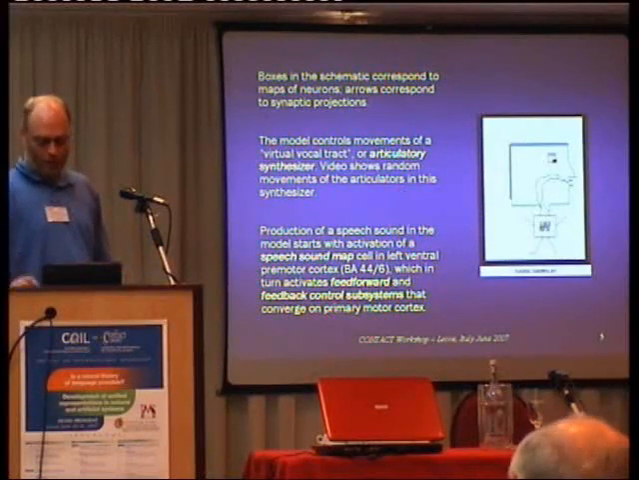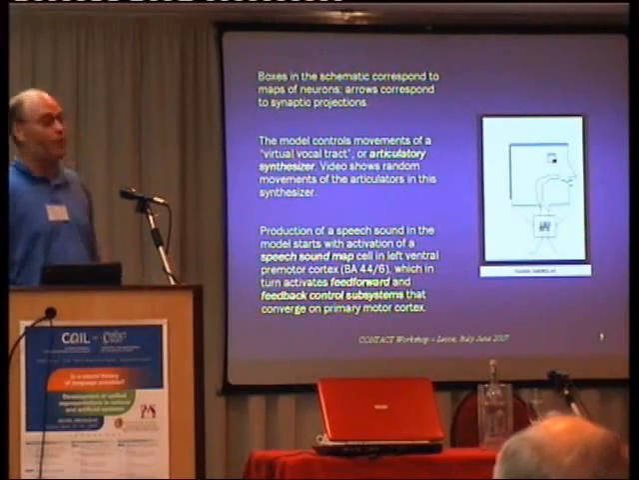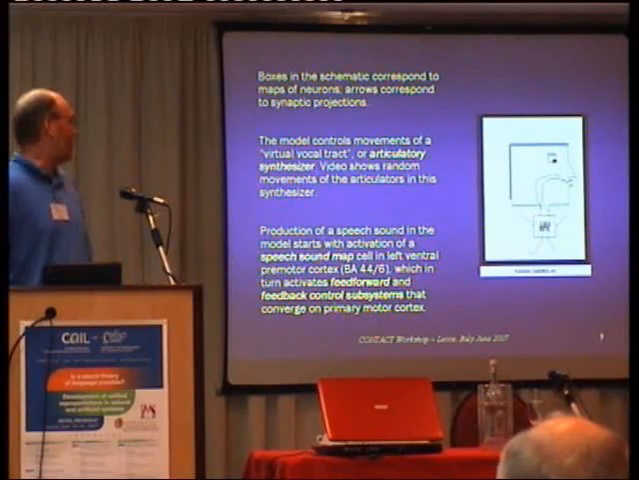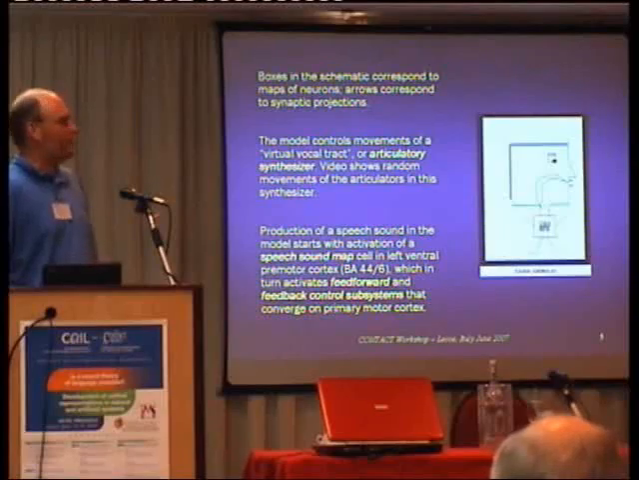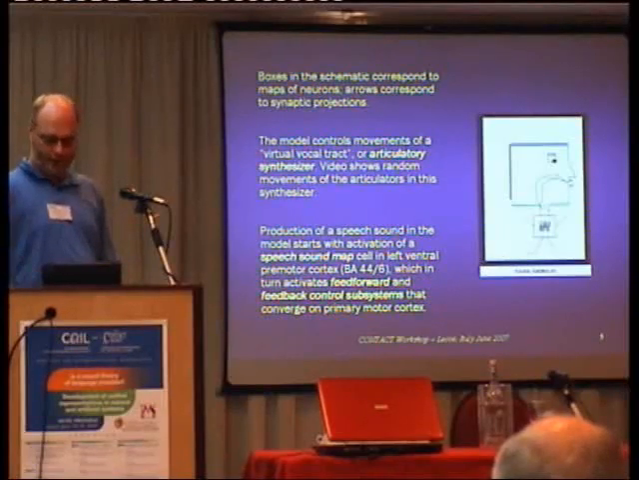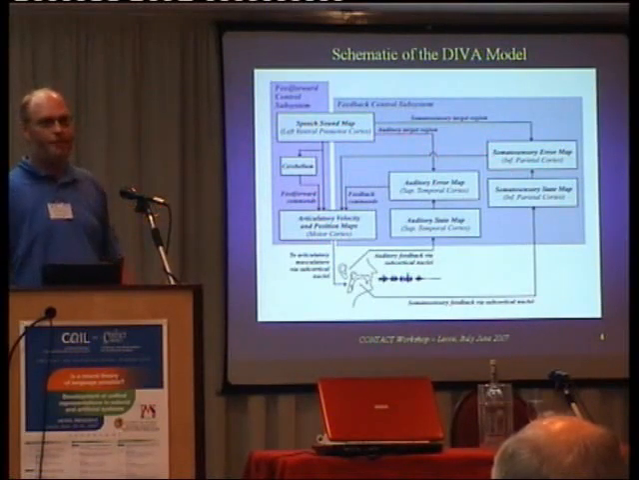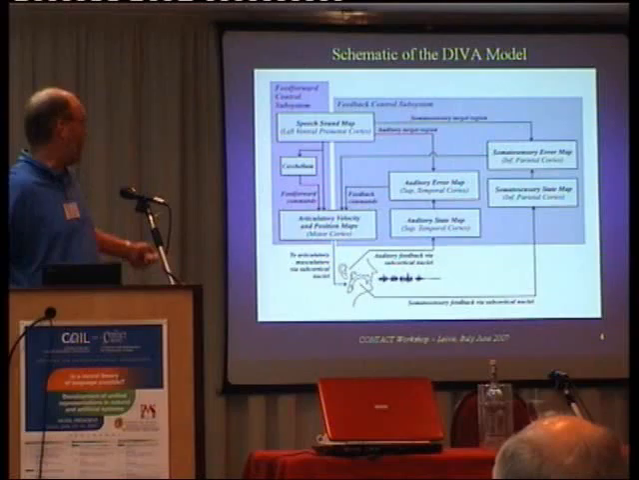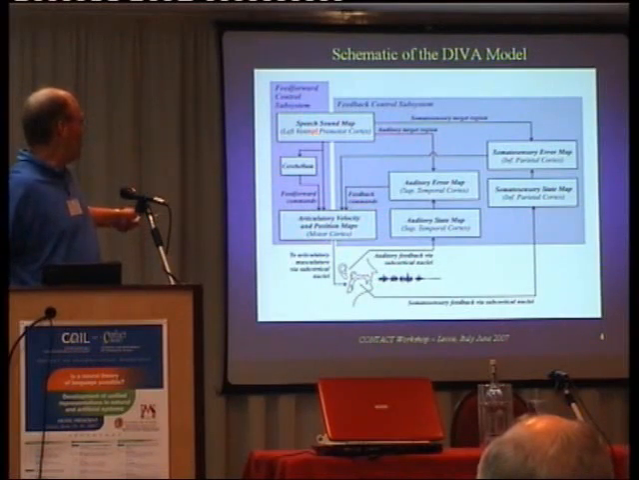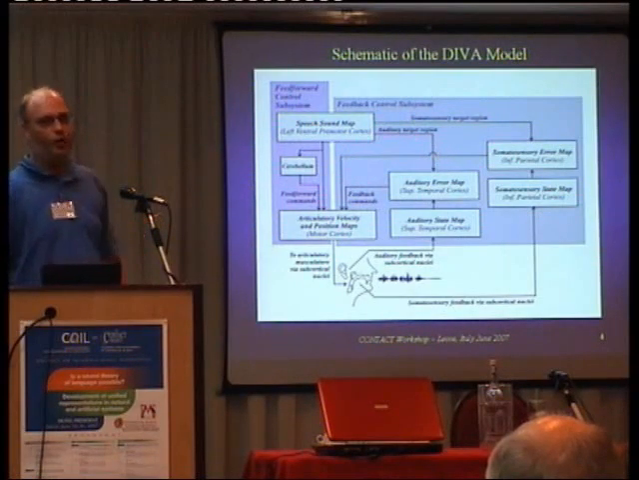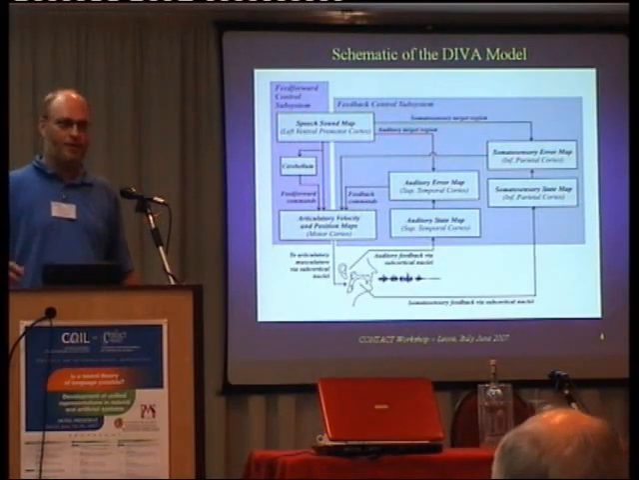And we'll see that when we have trained the model, which is what I'll focus on in the first part of the talk, after training, what we do to produce a speech sound is we activate a cell in this speech sound map here at the top, and that will read out feed-forward commands, and it will also activate the feedback subsystem in a way that I'll describe, so that the overall motor command to the articulators is a combination of the feed-forward commands and feedback commands that occur if and only if there are errors in the productions.